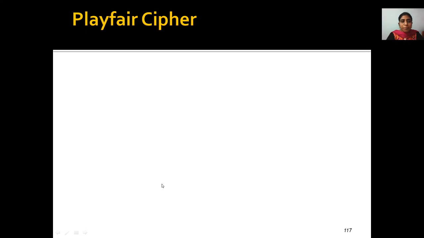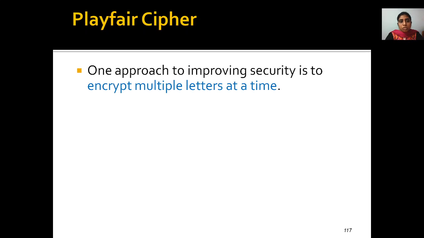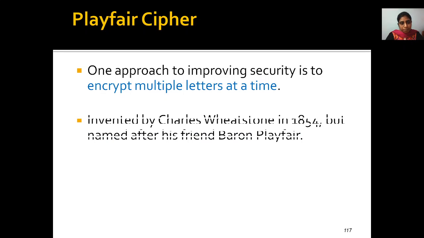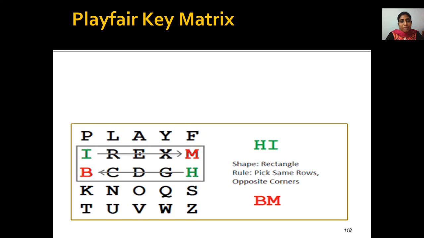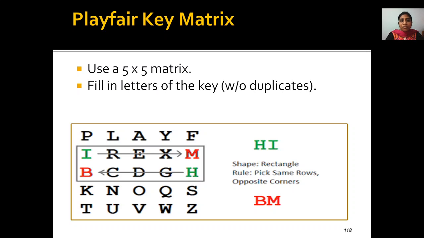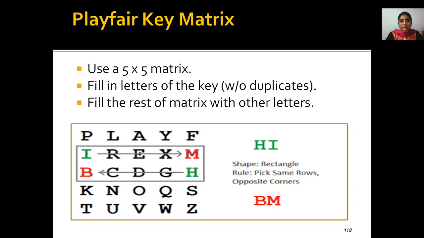Then coming to the Playfair cipher. One approach to improve security is to encrypt multiple letters at a time. It was invented by Charles Wheatstone in 1854, but it is named after his friend Baron Playfair. In this example, you use a 5 by 5 matrix and fill in the letters of the key, skipping duplicates, and fill the rest of the matrix with the other letters.